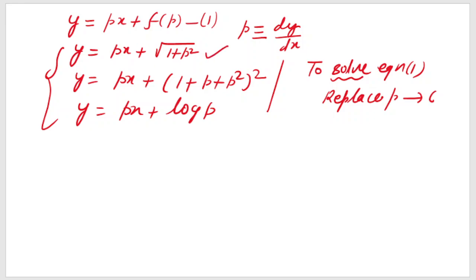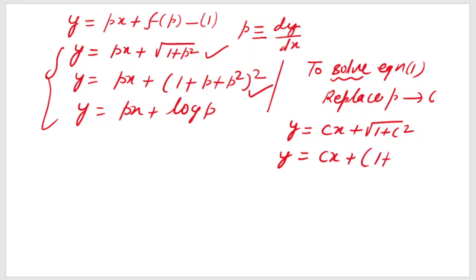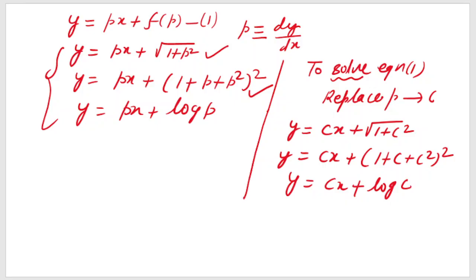So for example, for this one I will get the solution y is equal to cx plus under root 1 plus c square. For this one, I will get the solution as y is equal to cx plus (1 plus c square) square. For this one, I will get y is equal to cx plus log c. So we don't have to do anything, we can directly replace p by c to get the solution.